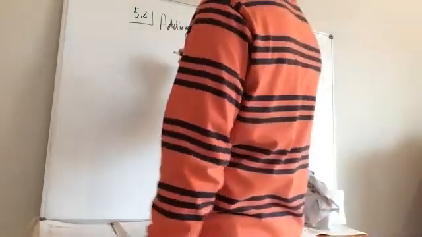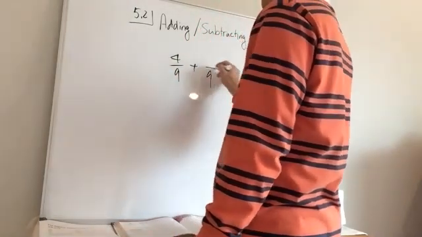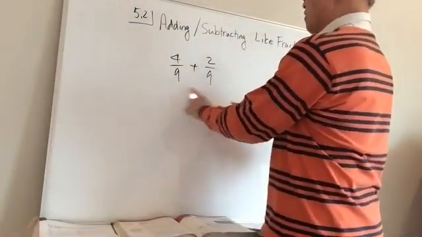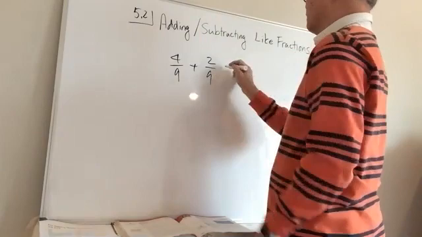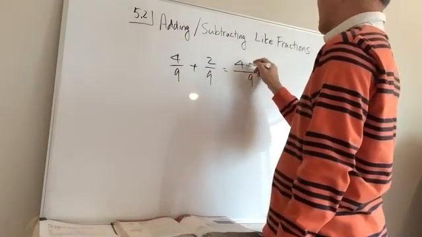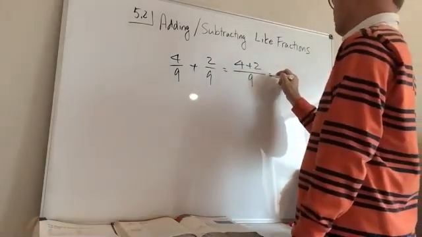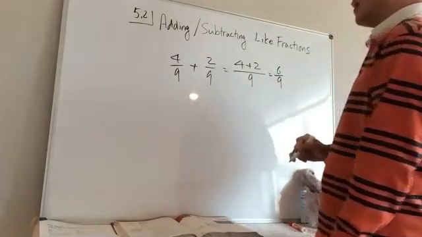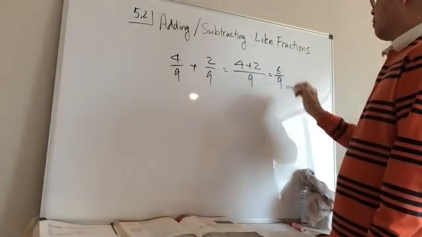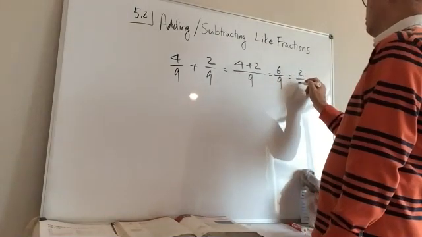So if I have 2/9 plus 4/9, these are like fractions because they have the same denominator. So you would keep the denominator as 9 and you would just add the 4 and the 2, 6 over 9. Now you can go ahead and actually simplify this. Top and bottom are both divisible by 3. So it would be 2 over 3.